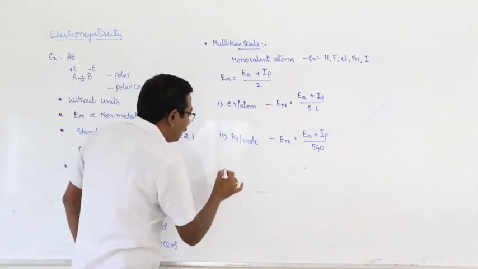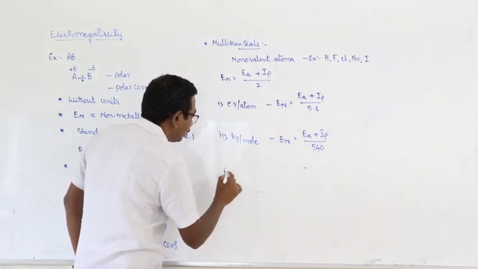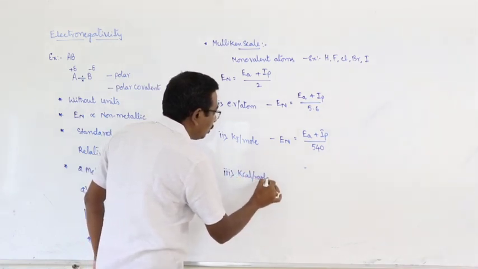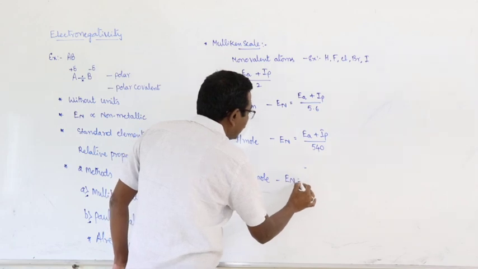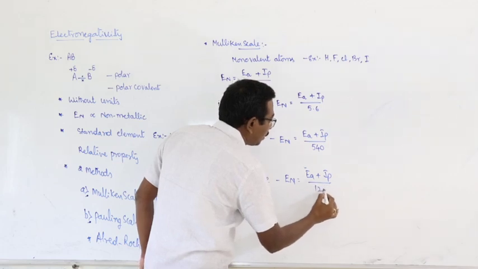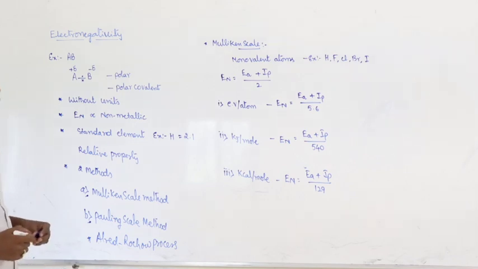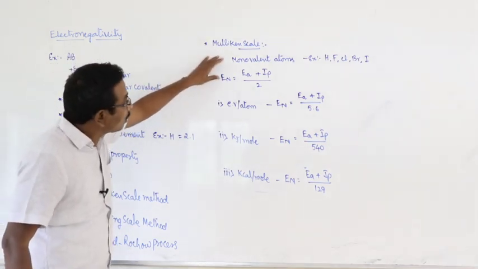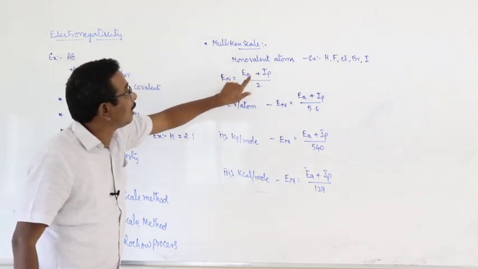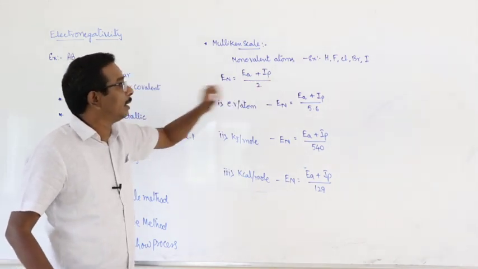If both these values are given in kilocalories per mole, in such cases electronegativity is equal to electron affinity plus ionization potential by 129. According to Mulliken scale, electronegativity of atom of an element is the average of the sum of electron affinity and ionization potentials of that atom.